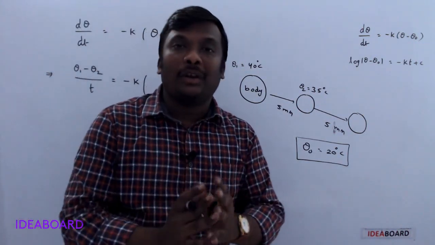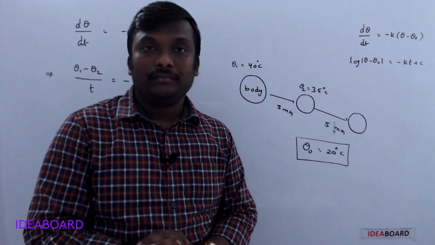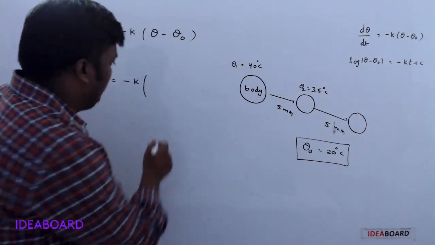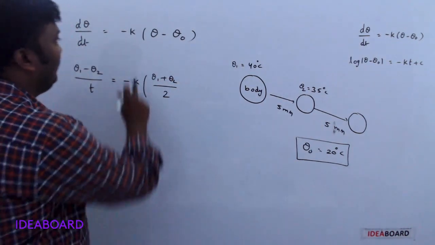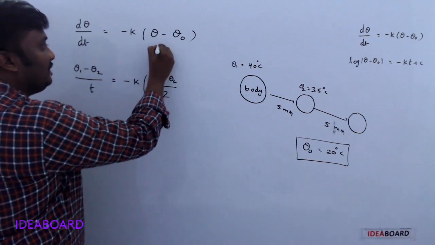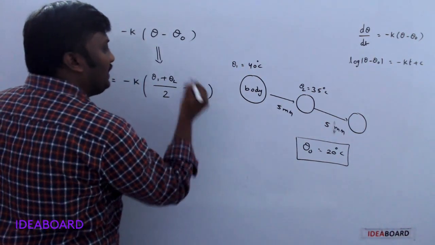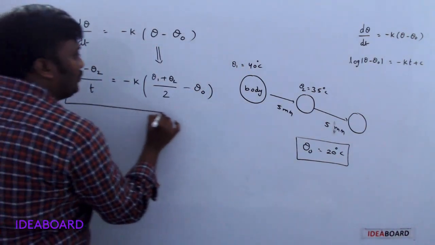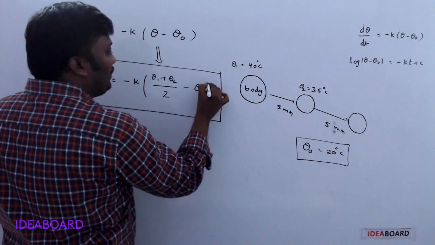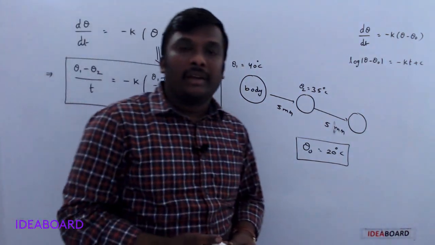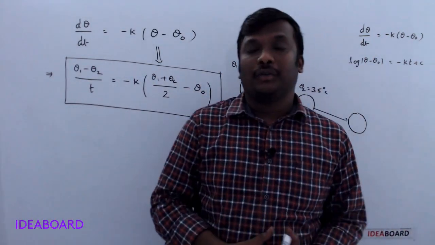Always keep in mind, this is the only important thing. You can take the average temperature of this body. Average temperature means theta 1 plus theta 2 by 2. Here theta is taken as the average temperature of the body minus the surrounding temperature. So this is the most important formula related to Newton's law of cooling. Most of the time in competitive examinations this formula is useful to you.